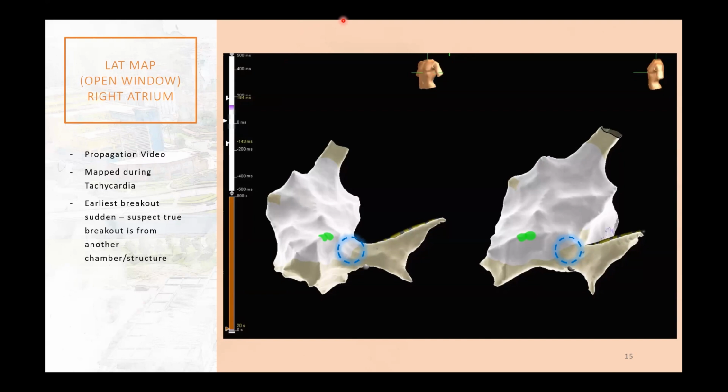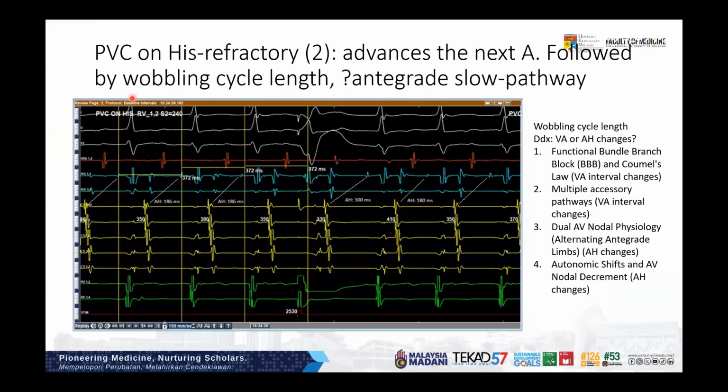Coming back to Dr. Rafali's case, do you think we can exclude a potential nodoventricular bypass tract in this case? Yeah, we can exclude nodoventricular because we can see that during the PVC, the A is advanced also. So that means that the atrium is involved, part of the circuit. So probably we can exclude the nodoventricular pathway for this patient. Okay, thank you.